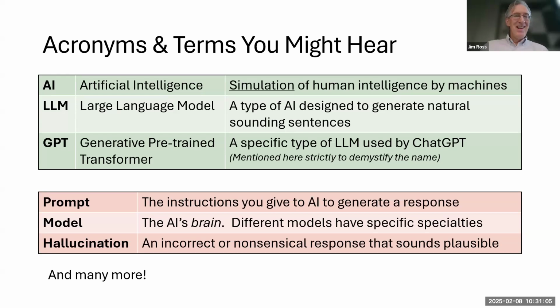Next, prompt. You've seen me do that. Those are the instructions you give to it. All those things I've typed in are prompts. Model, you'll see that word on the screen sometimes. That's the AI's brain. There's a bunch of different ones, and each has its own specialties. But if you're just beginning, don't worry about it.